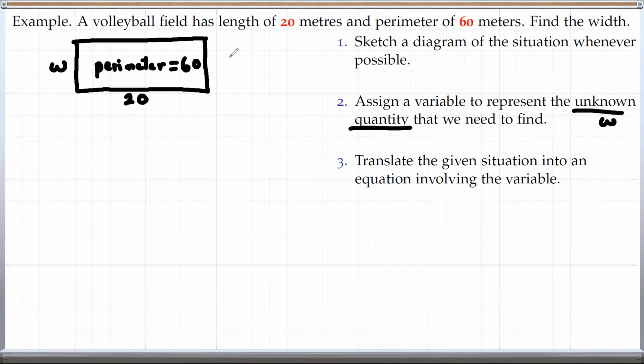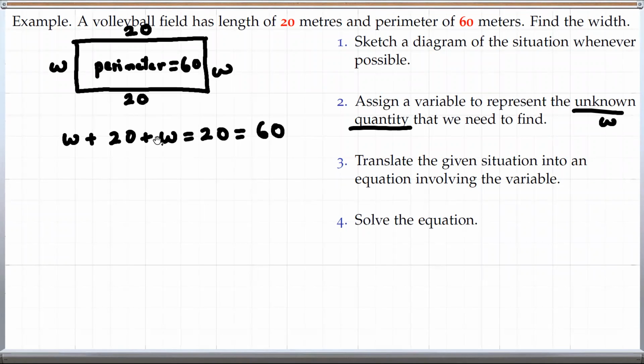Since this width is W, this width is also W, and this length is 20, that length will also be 20. So now we know that perimeter is the sum of all the sides. So we must have, starting from this, W plus 20 plus W plus 20 equals 60. So this is the equation involving the variable. Then solve the equation. So this is a nice linear equation which we can easily solve.